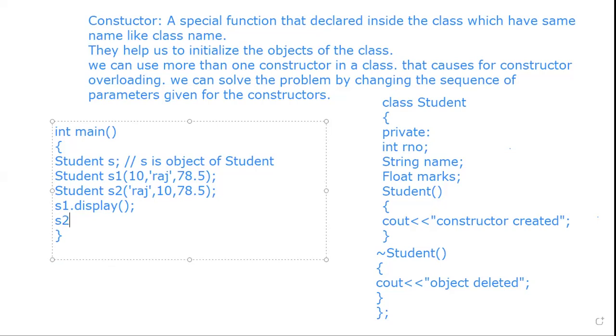So if you say S2 dot display, what will happen? We have given the same values. If you want to change the values, you can change them. For example, the name the second time is Hari, and 12, and say 87.3. When you call this, we will get the message that the constructor is created. It will create the S2 object and pass the parameters. It will call the display function for the object S1, and then for S2.